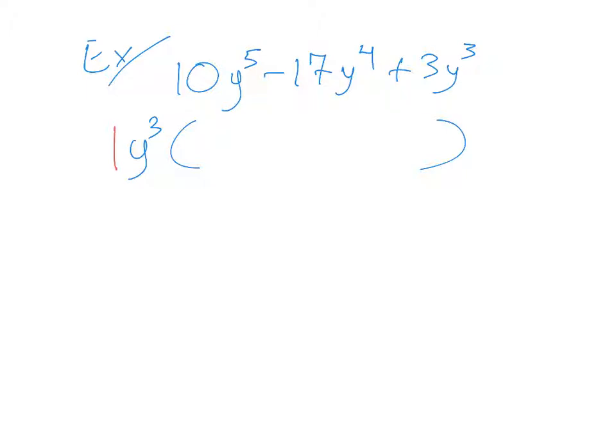So from each one of those, you're taking out 3 y's, right? Y cubed. Y times y times y. So what am I left with in here? 10y squared, minus 17y, plus 3. Nice. It was so nice that I see the sun there.